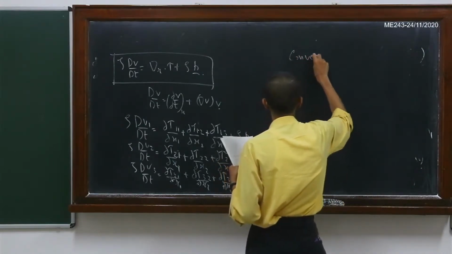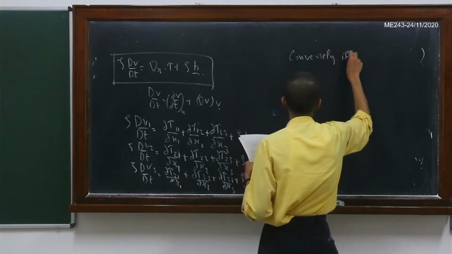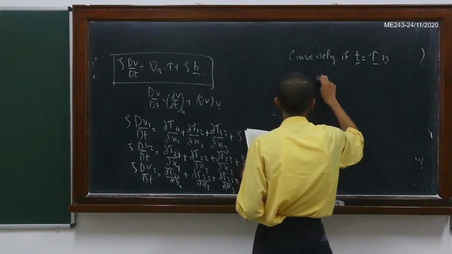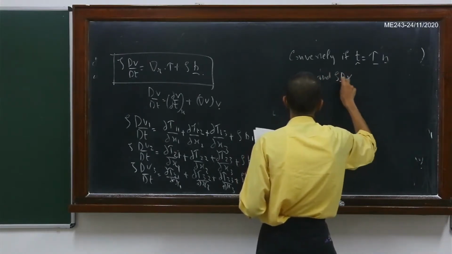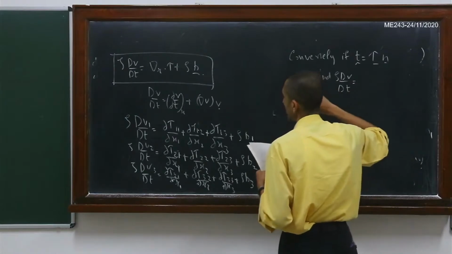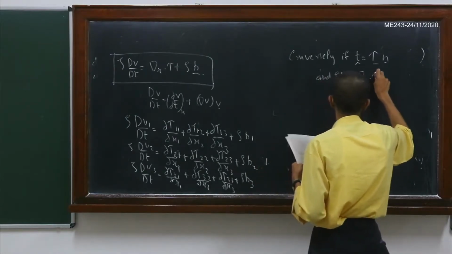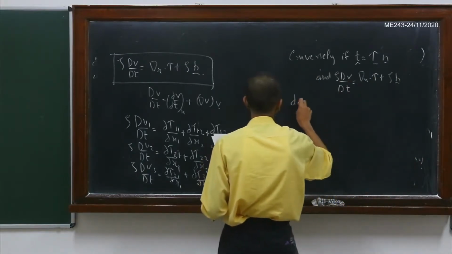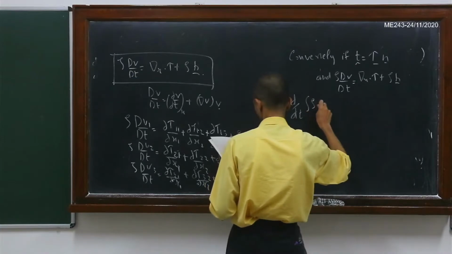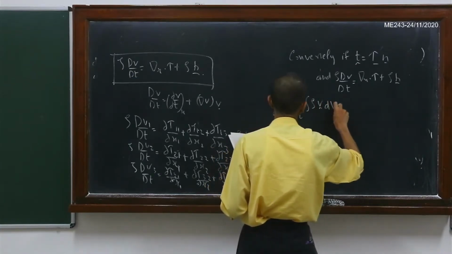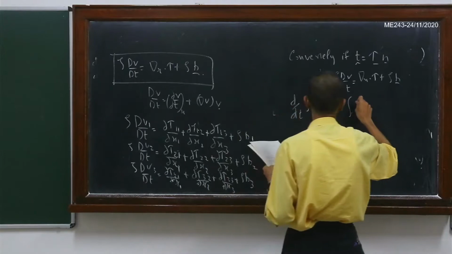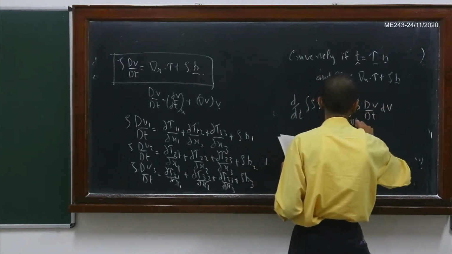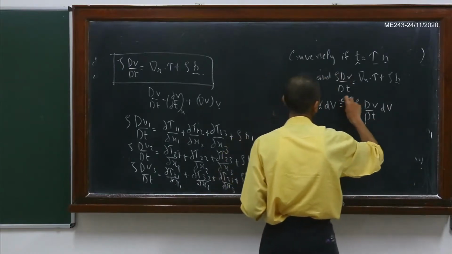Conversely, now, if t is equal to tau n and rho dv by dt is equal to del dot tau plus rho b, then d by dt of the integral of rho times v times dv is equal to the integral of rho times dv by dt times dv. So this is by the second transport theorem again.